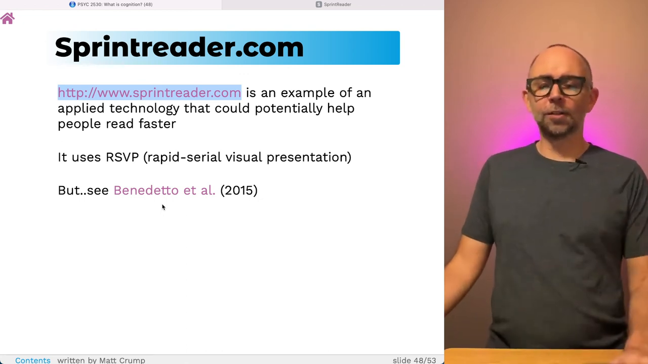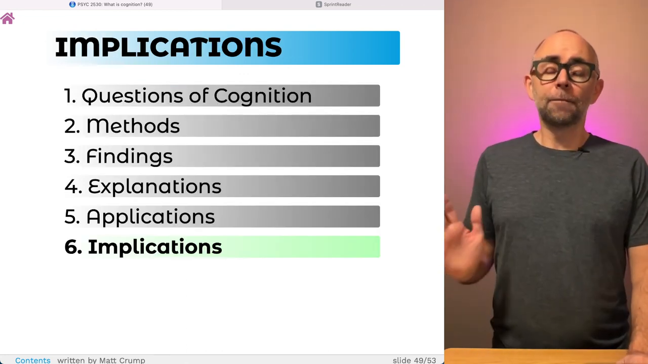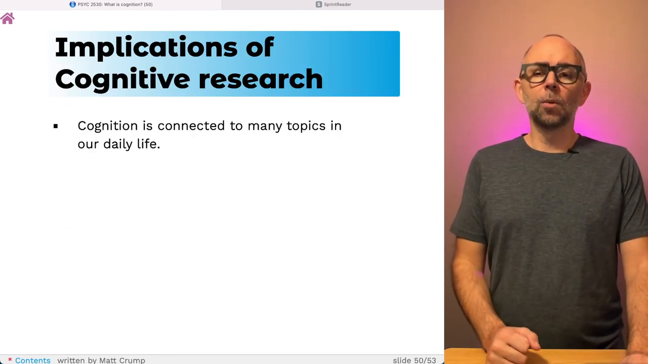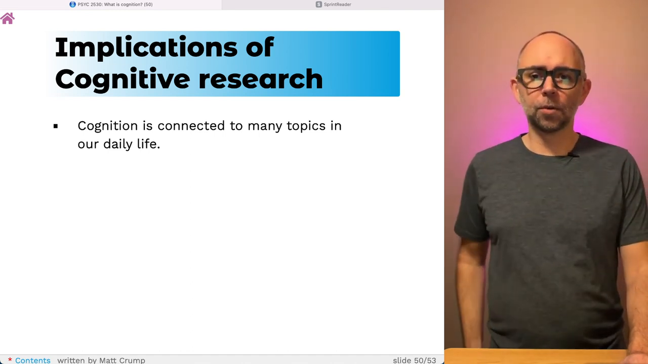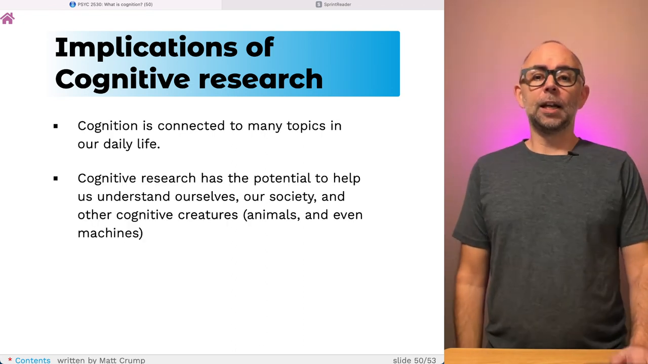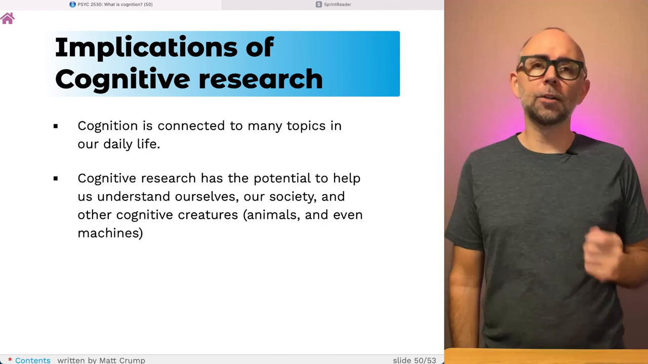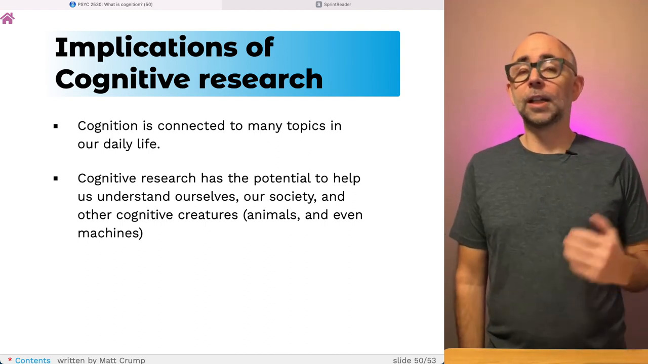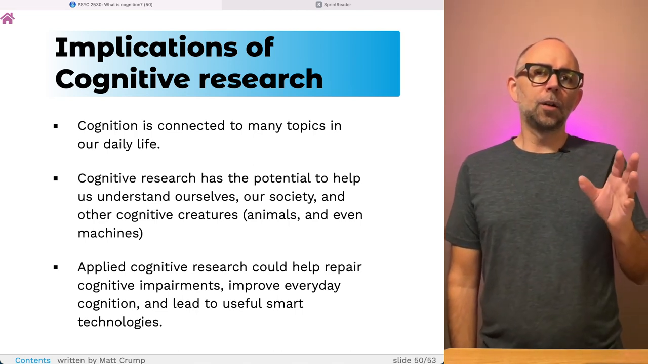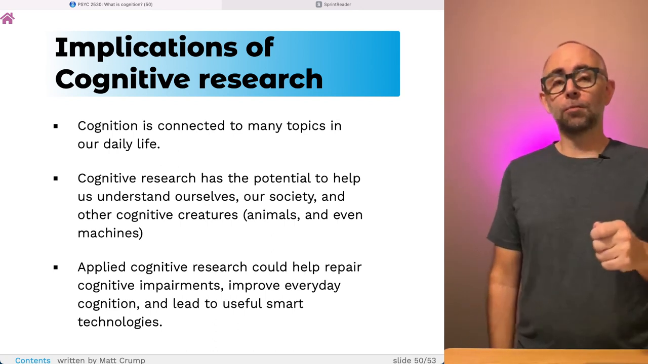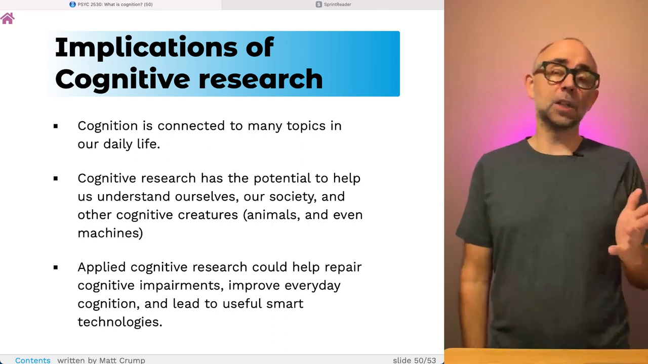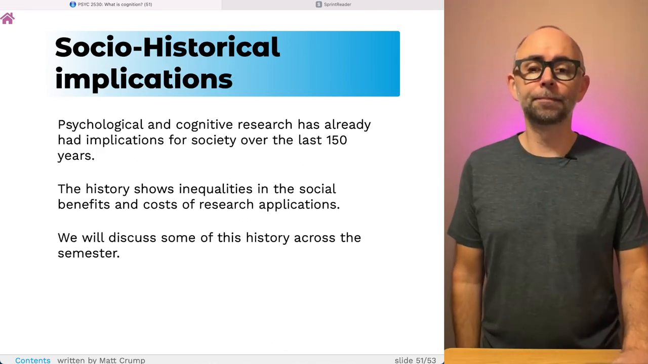reading comprehension, and others. All right, a final theme is implications of cognition for society in general. We're going to be talking about this in different modules throughout the course. Cognition is really connected to many topics in our daily life, and it has the potential to help us understand ourselves, our society, and other cognitive creatures like animals and maybe even machines. We can see how applied cognitive research could help repair cognitive impairments. It could improve everyday cognition, and it could lead to useful smart technologies.